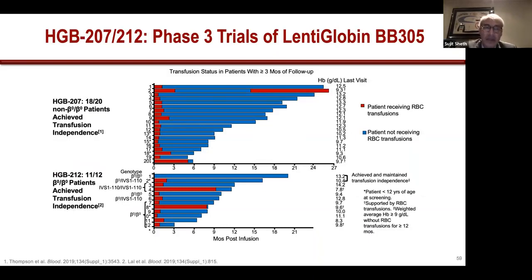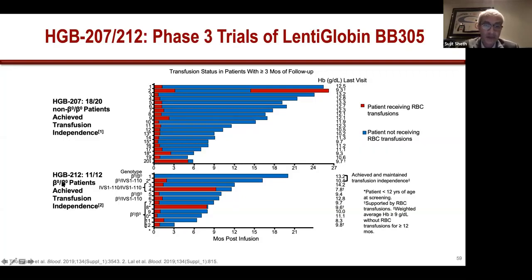These are the later trials, the 207 and 212 trials of lentiglobin, and you can see here the 207 is in non-beta 0 beta 0 patients, and you can see again the blue lines indicate transfusion independence. So you have this one patient who achieved transfusion independence and then became transfusion dependent again, lost the graft essentially. But the others have become transfusion independent and have remained so, at least the ones who have been able to be assessed at the time point for transfusion independence.